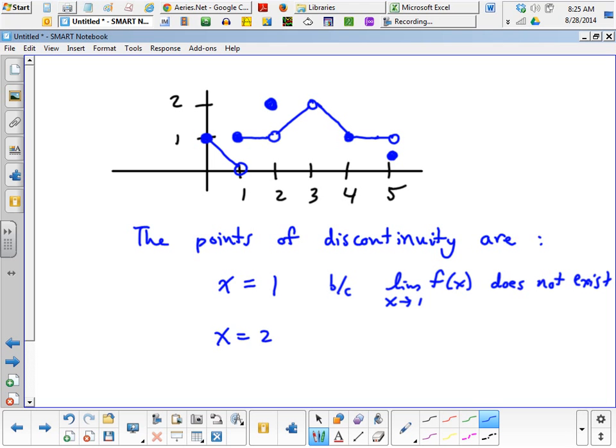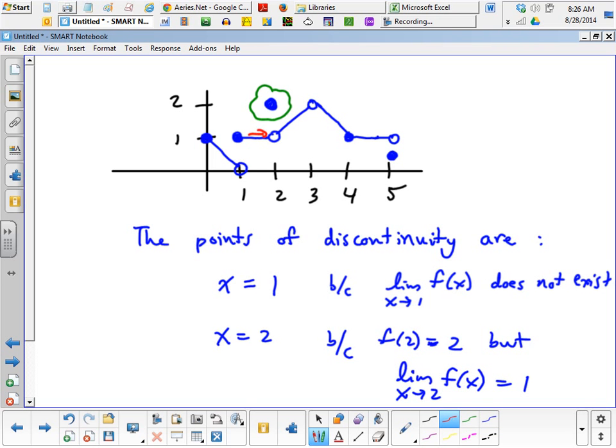We have another discontinuity at x equals 2. It's for a different reason. So what's the reason for that one? f of 2 is what? Yeah, what is f of 2? f of 2 is this point up here, right? So f of 2 is 2, but that's not what the limit comes out to, right? What does the limit come out to? The limit near 2, yeah, is 1. If you look at your arrows, they're coming in towards y equals 1. So we have a disagreement with our limit and our function value.